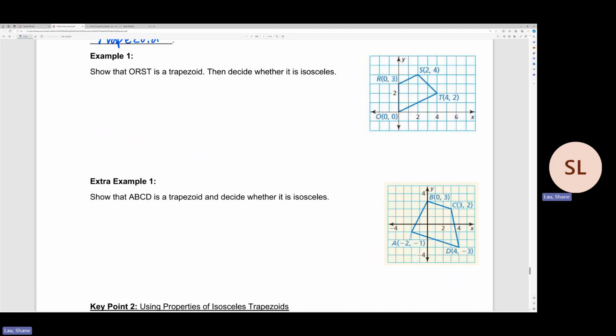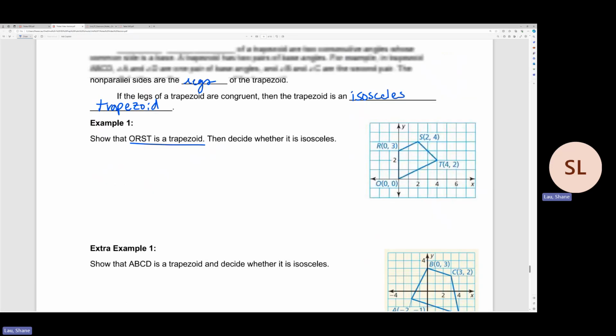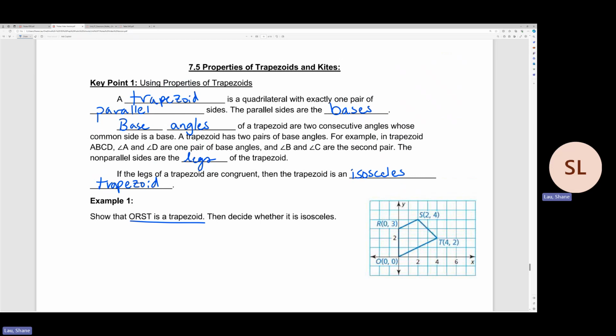And here we have example one. Example one says that ORST is a trapezoid. And one thing we should know about trapezoids is that we first need to go back to this here. Trapezoids are very particular. Trapezoids have exactly one pair of parallel sides. Okay, that's how we'll define it. Just one pair of parallel sides.